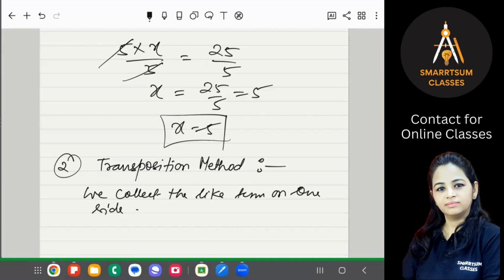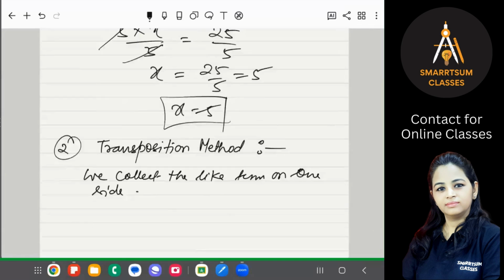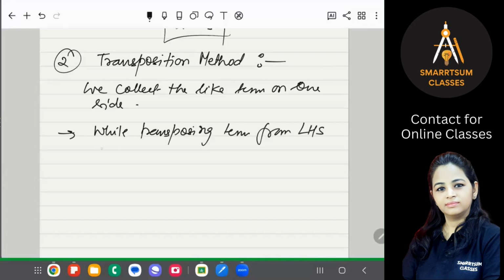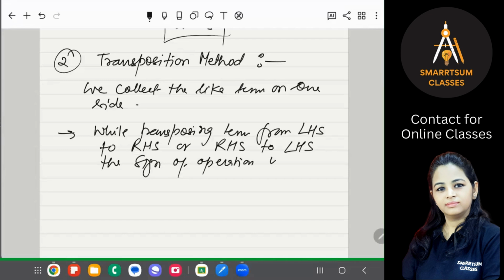So when we do this, we need to do some transposition, right? And there are some rules of transposing the terms. So what are the rules? While transposing a term from LHS to RHS and RHS to LHS, okay, we can transpose from anywhere to anywhere, the sign of operation will get changed, will get reversed.